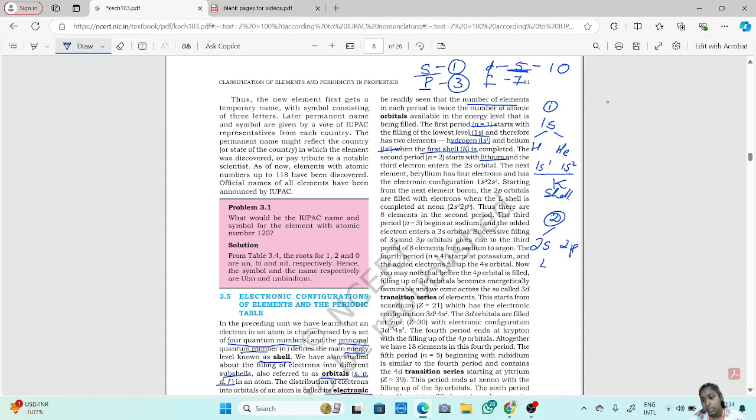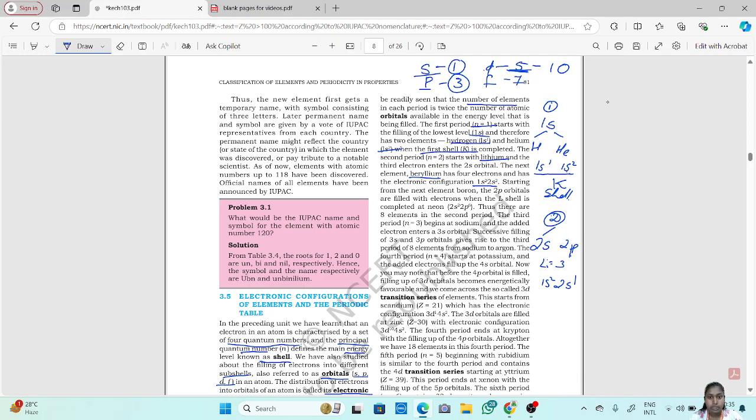Lithium, the atomic number is 3, right? So it will be 1s2, and the third electron will enter 2s, that is 2s1. The next element is beryllium. Beryllium has 4 electrons in it, and it will fill the 1s and 2s orbitals. So both 1s and 2s are completely filled.